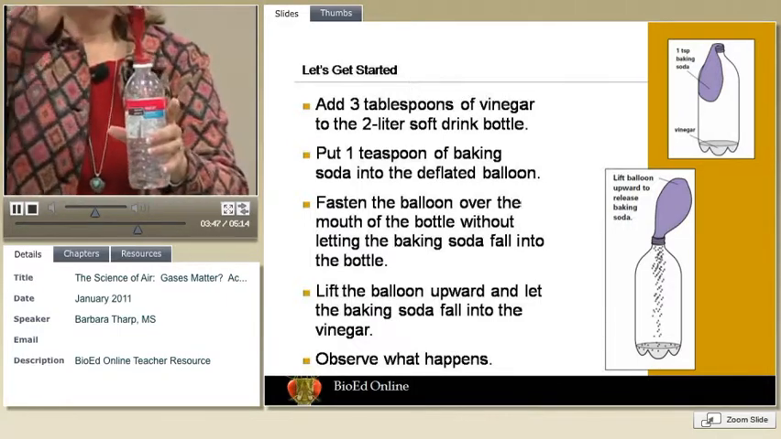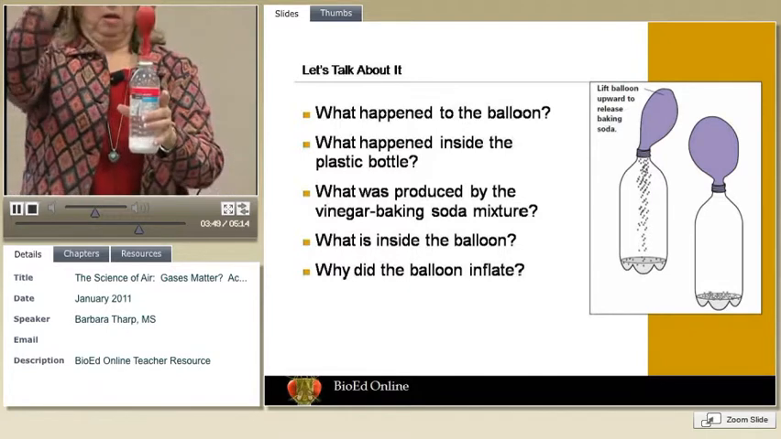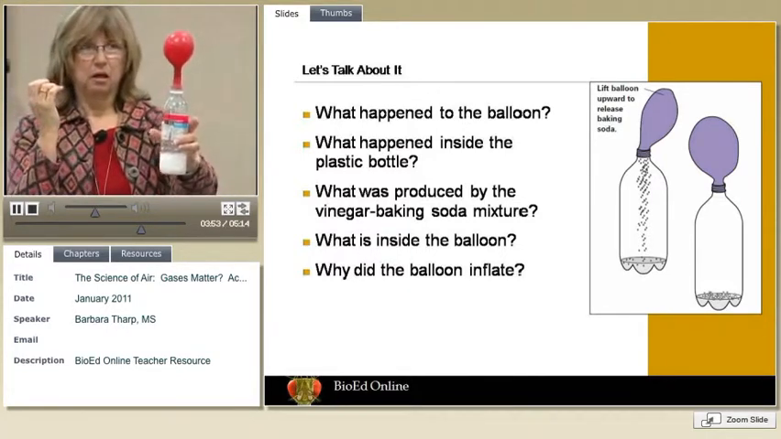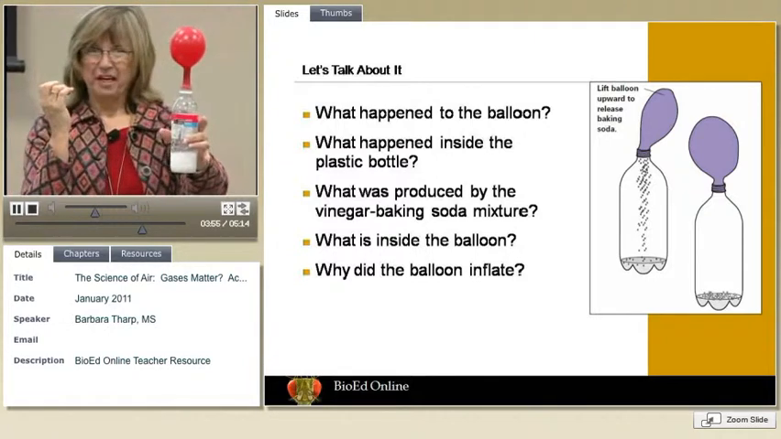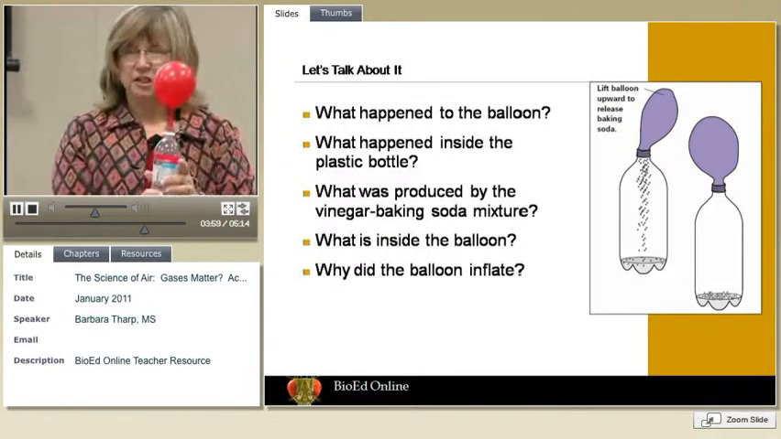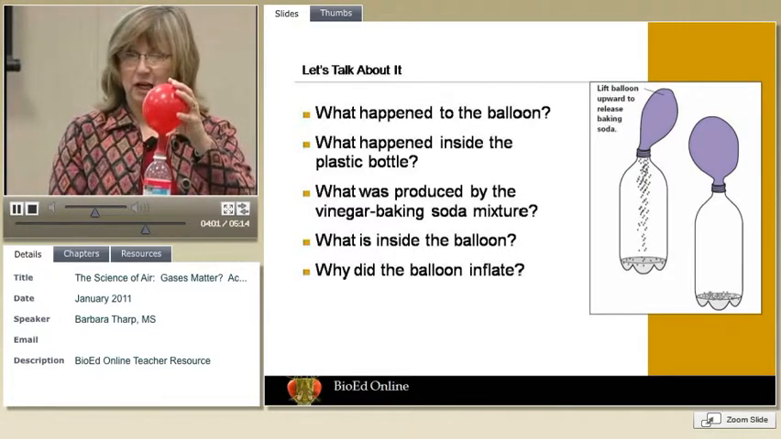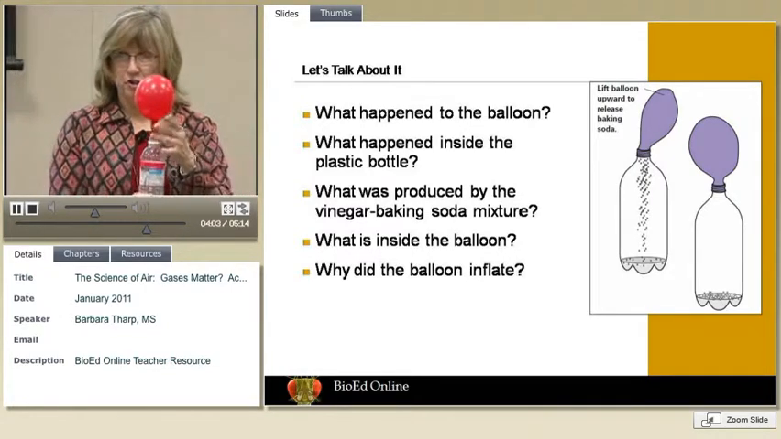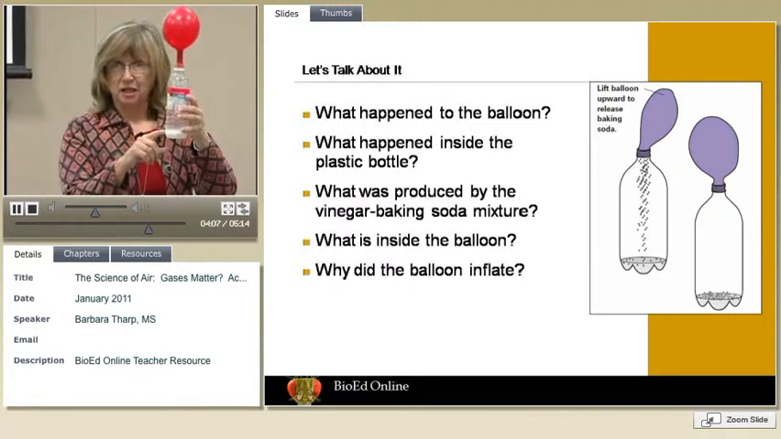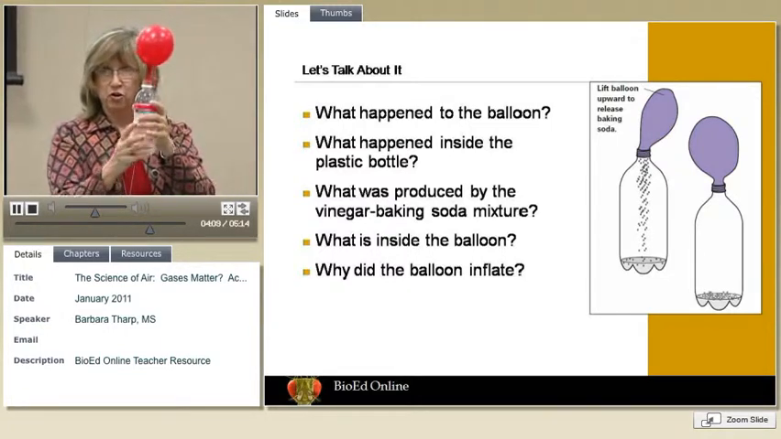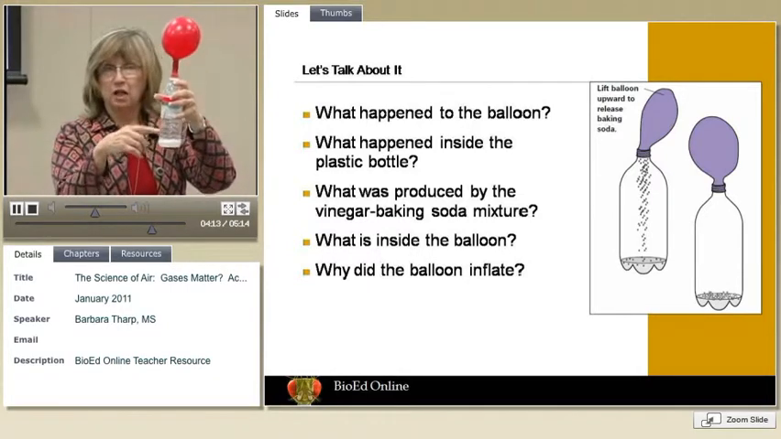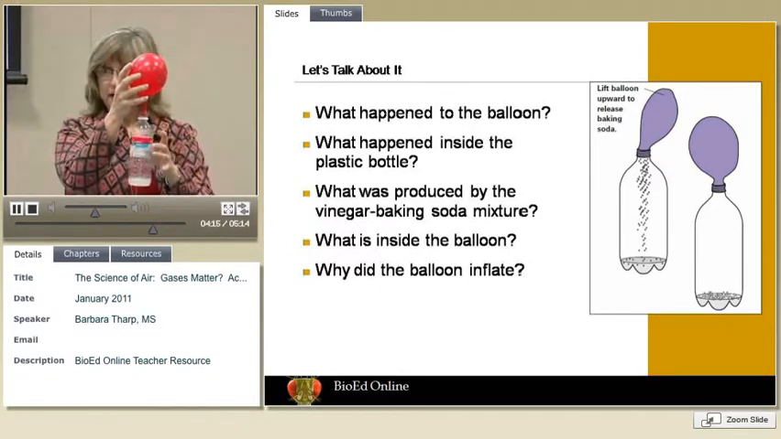So I do this. And what's happening? Is it magic? Whoa, it's getting bigger. Okay, what I've done is I've created a gas. And it would be clear, except we've got it trapped in here so we can see that there's something in there. We've got the vinegar, which is an acid, and baking soda. Put them together, you make CO2, right? Okay? So we have a liquid and a solid that made a gas.